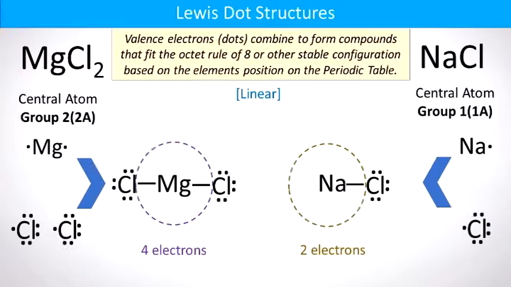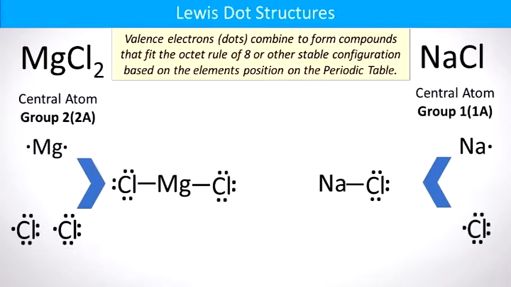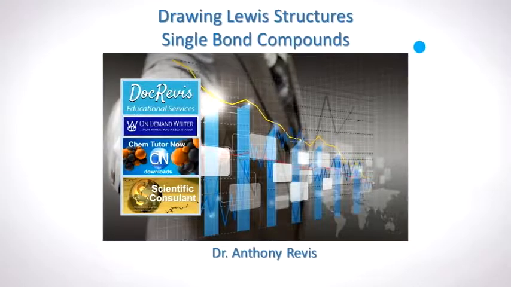In the case of magnesium, we have 4 electrons surrounding it, which is stable based upon its position on the periodic table. In the case of sodium, we have 2 electrons surrounding it, which is stable based upon its position on the periodic table. And of course, all of the chlorines have 8 electrons, and therefore we have a very good Lewis structure for these compounds. There you have it, a method of drawing Lewis structures for compounds containing single bonds.